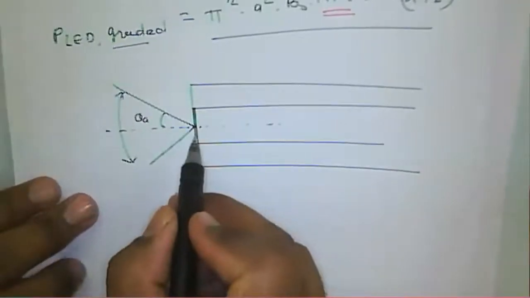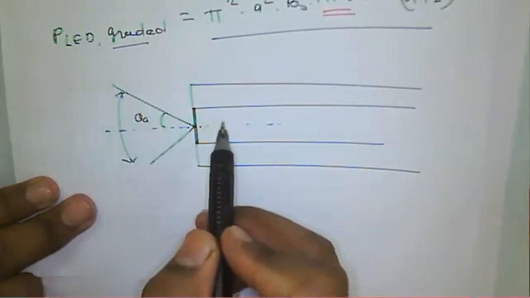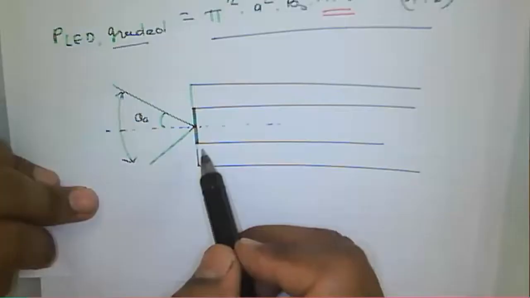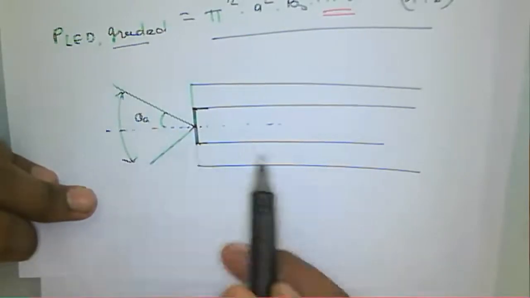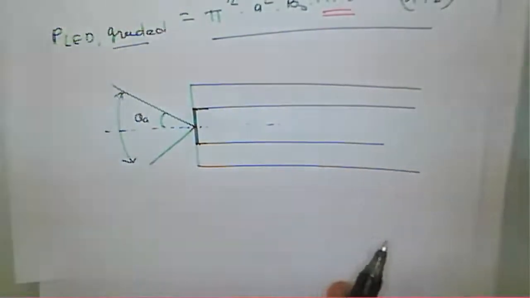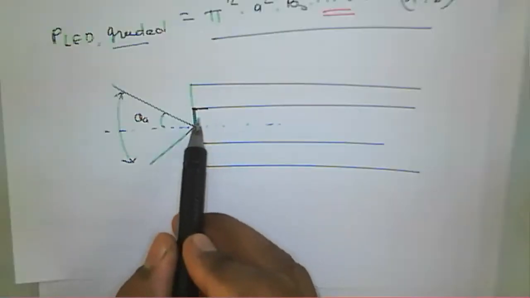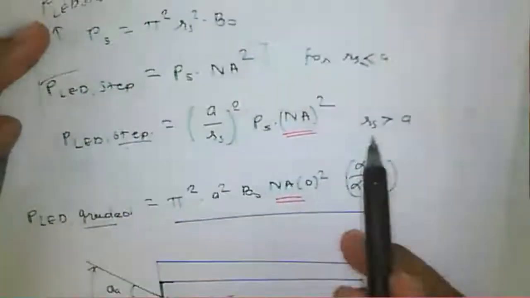So power or light coupled inside the optical fiber depends upon the numerical aperture of the optical fiber, and that numerical aperture changes based on the core size and the refractive index of the core. So that's why we say that the radius of the fiber matters.